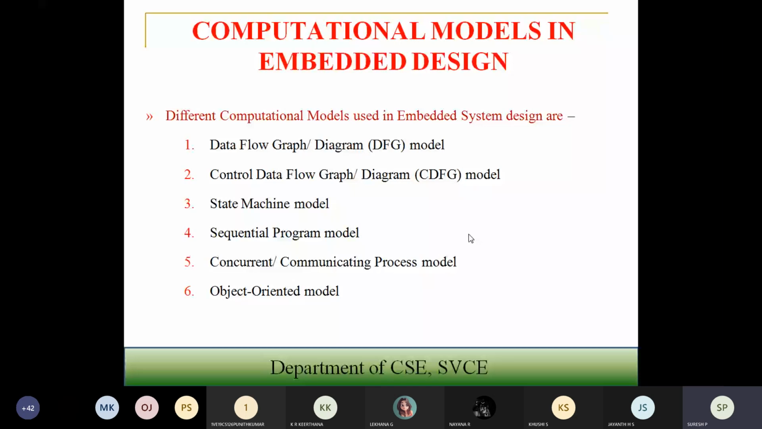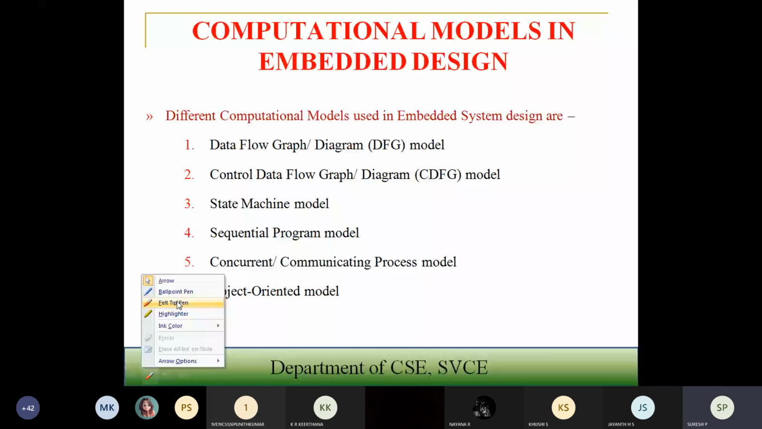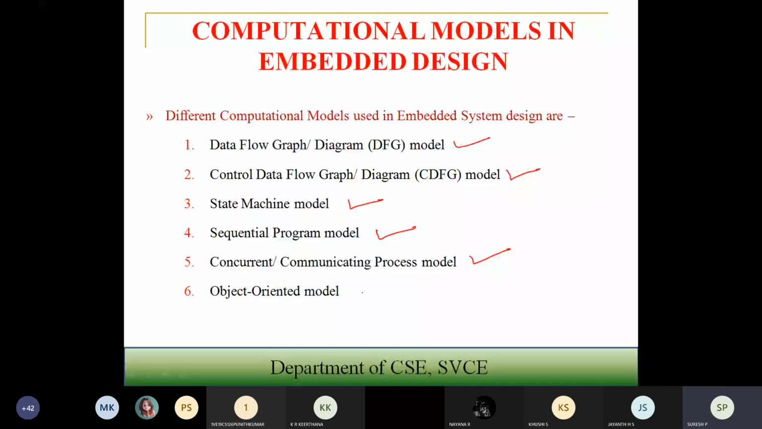So in this one, as we have seen, if we talk about the different computational models in the embedded design, basically depending upon the different computations you are going to do, that particular embedded system you are going to make use of. If we start with the different designs, the first one is your data flow graph. Second is your control data flow graph. Third is your state machine model. Fourth one is your sequence program model. And fifth is the concurrent or communication process model. Sixth one is your object oriented model. So these are the six models which we have to discuss.